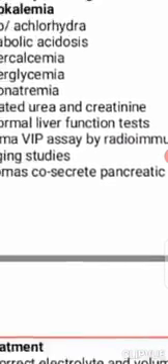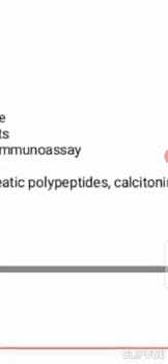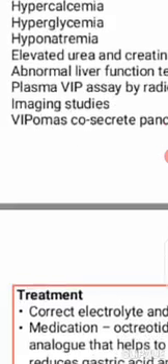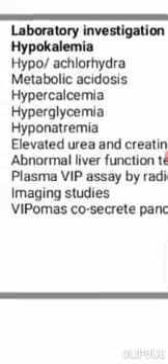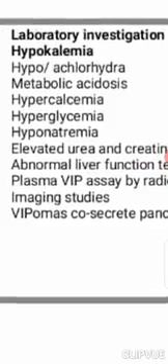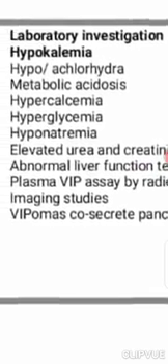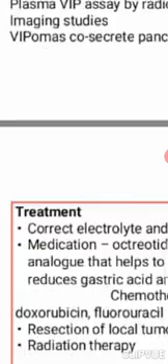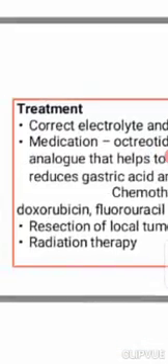But note that these vipomas can also secrete other hormones like pancreatic polypeptide, calcitonin, and neurotensin. Now, this calcitonin also accounts for the reason why there is hypocalcemia. Where there is this calcitonin will also account for why there is hypercalcemia. All right.